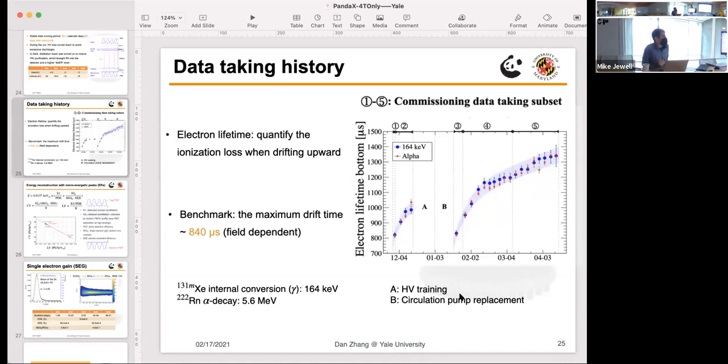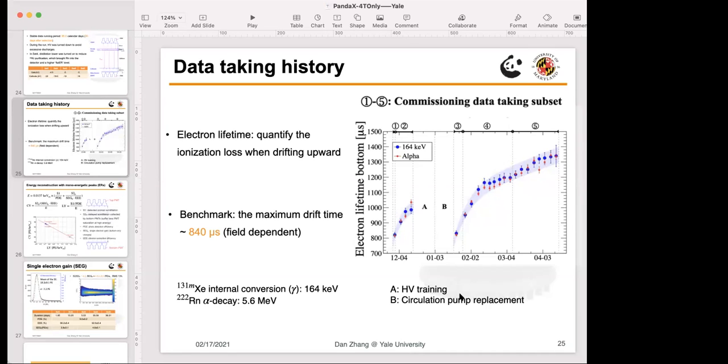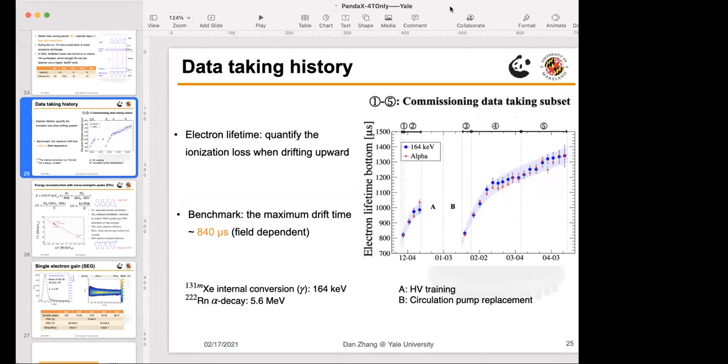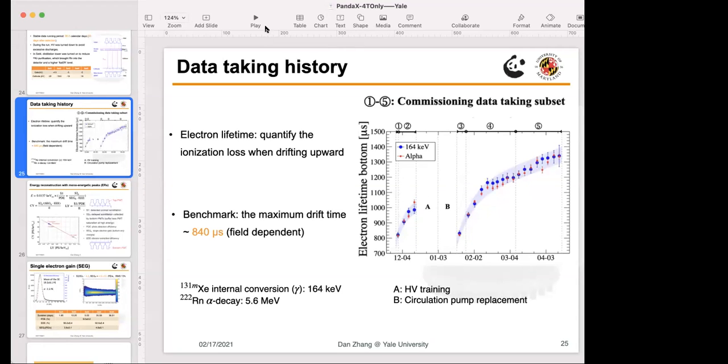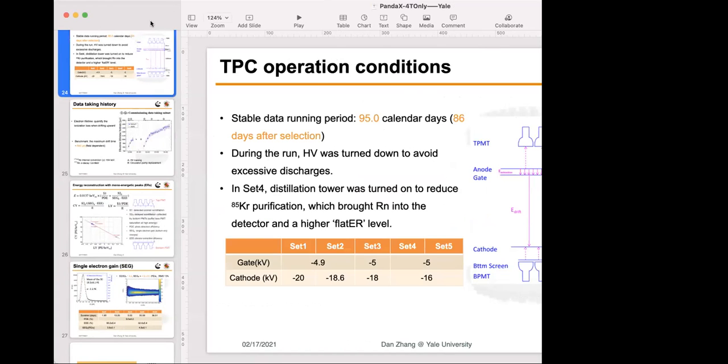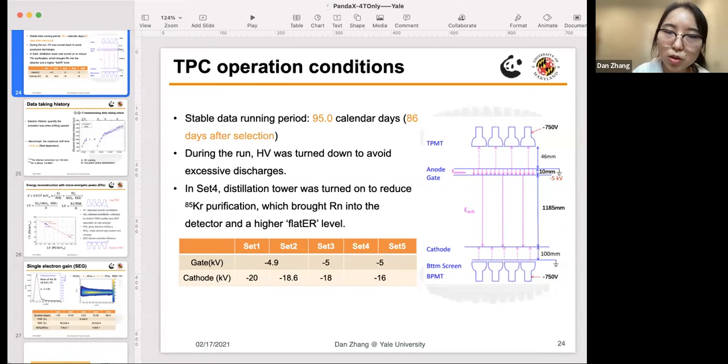It looks like Akko has his hand raised. Hey, thanks for the nice talk. You mentioned some issues with the high voltage. Can you explain a little what you think happened, and whether the electric field you're running at now is impacting your reconstruction efficiency at all? Are you asking whether the cathode high voltage affects our signal detection efficiency while it's going down?